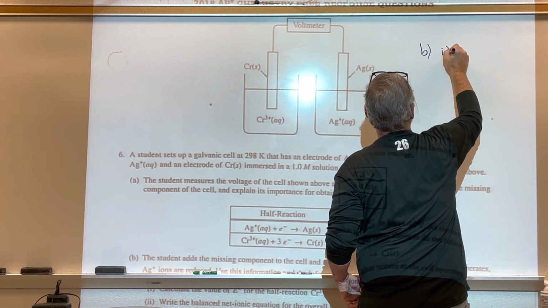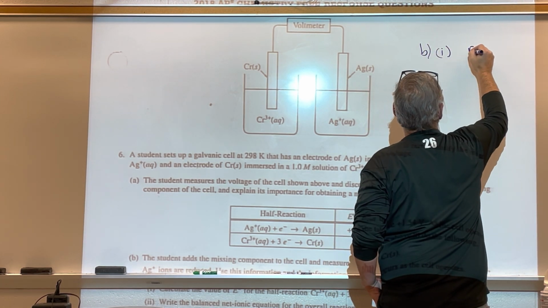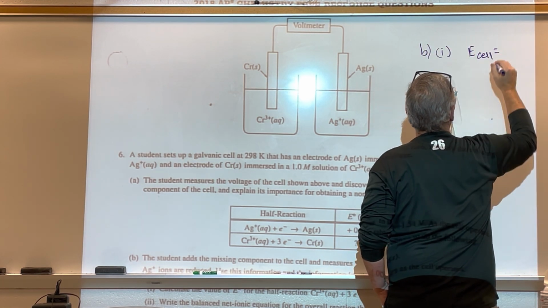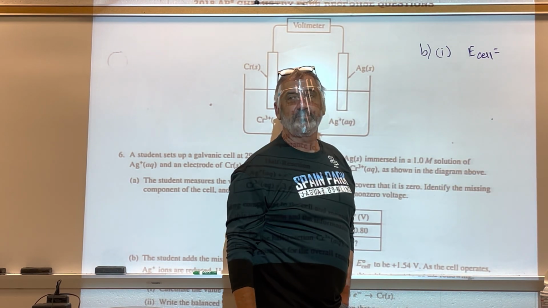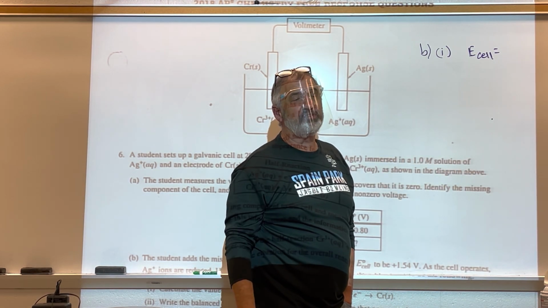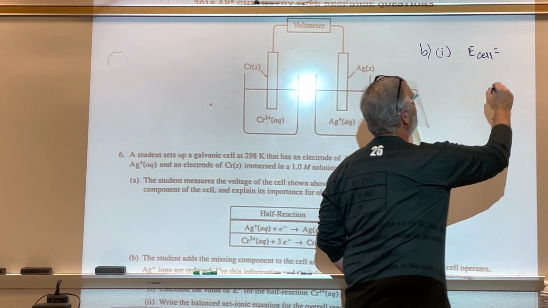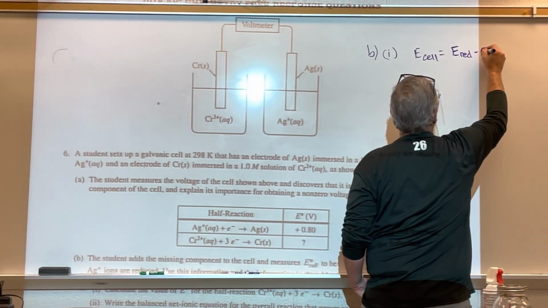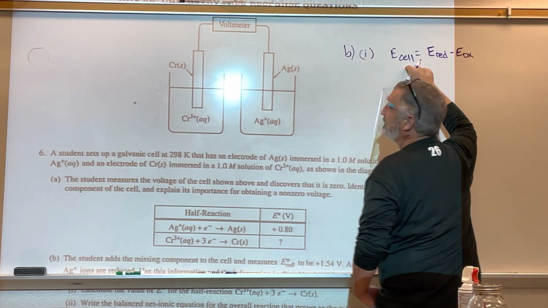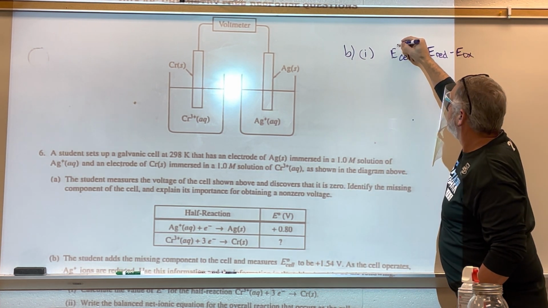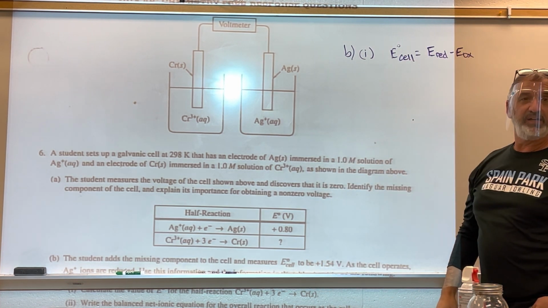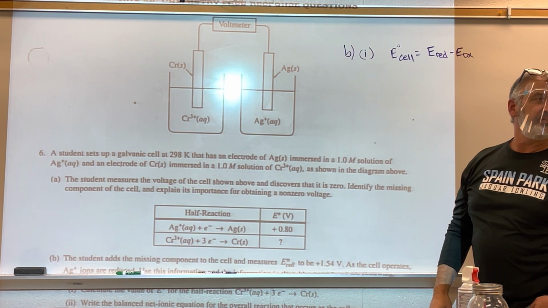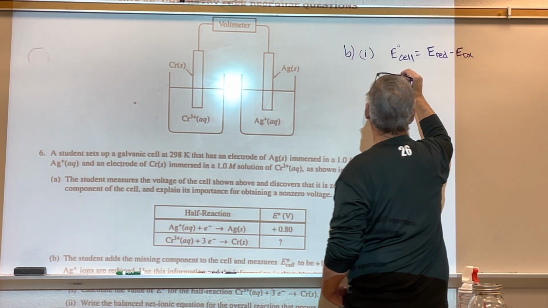This is B, because we know E cell is equal to what? Just what's the general equation? E red minus E ox. So rather than having you calculate E cell here, they gave you E cell, right? What's E cell? 1.54.